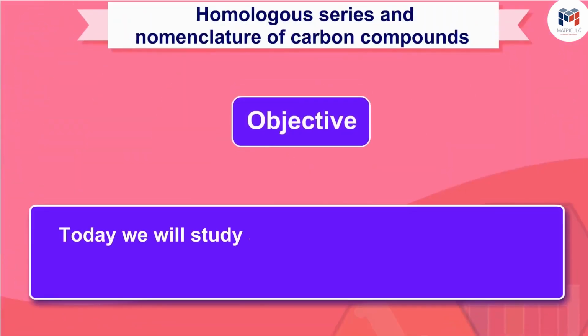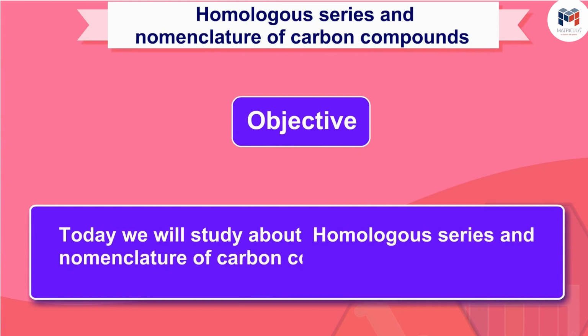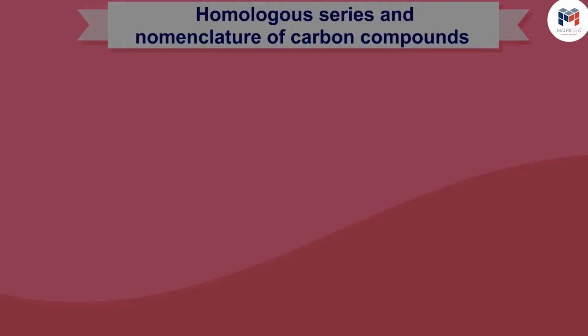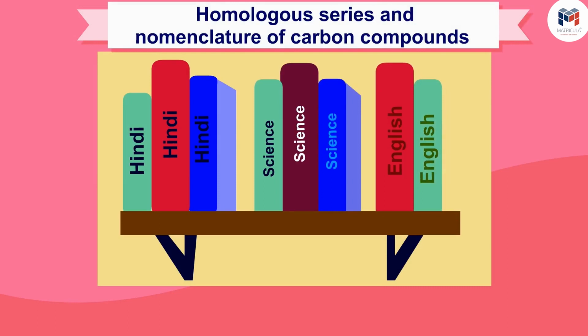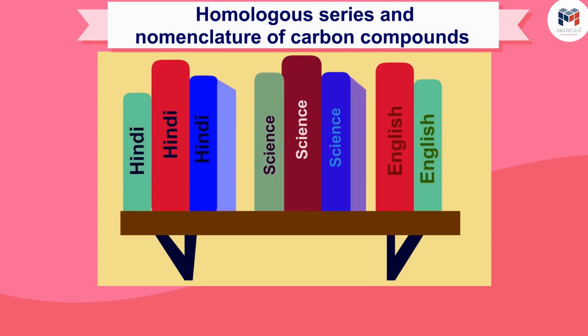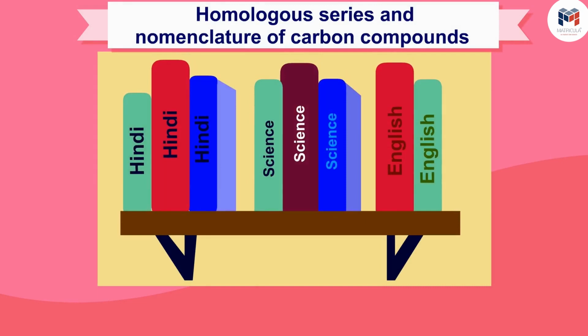Today we will study homologous series and nomenclature of carbon compounds in this video. Suppose we divided many books according to their subject. That is, all the books of Hindi, English, Science, etc. were kept separately.